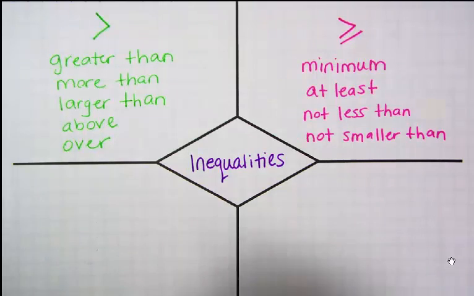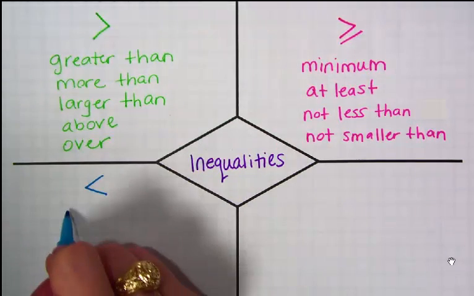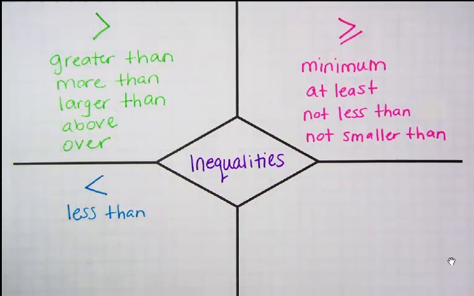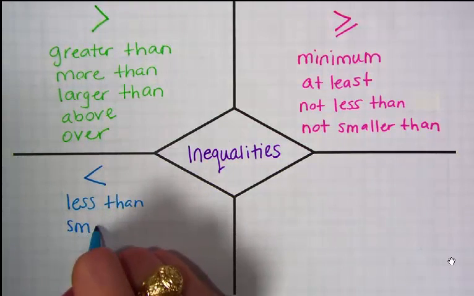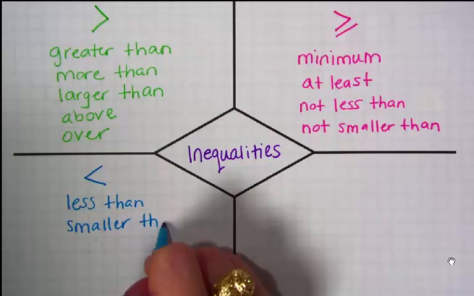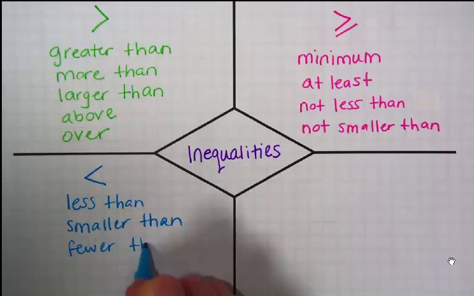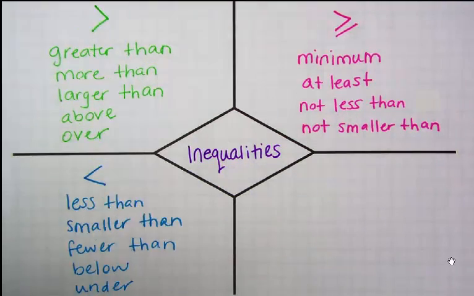Okay, the next symbol we're going to look at is less than. So first things first, it's less than. That one's pretty easy. We could also have smaller than. Smaller is another word for less. Fewer than, below, and under. So those are all words that could be used for the less than symbol.